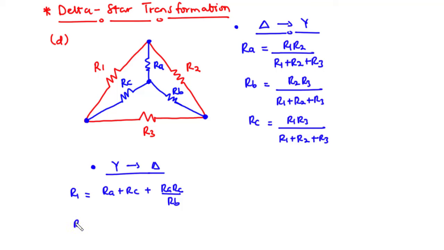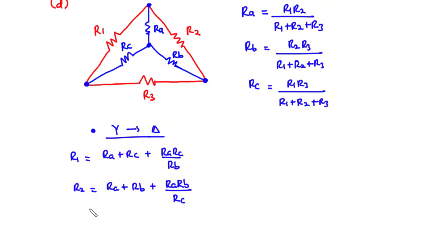So for R2, obviously we are going to do the same thing. Now we are going to add these two resistors, that is RA and then RB, and then we find their product and then divide by the third resistor in the star network. So that is RC. And then for R3, we add these two resistors, RB and then RC. We find their product and then divide by the third resistor, which is RA. So this is how to convert from star to delta.